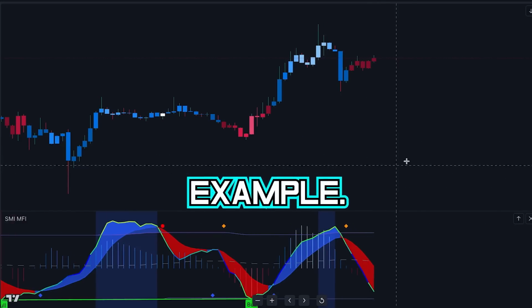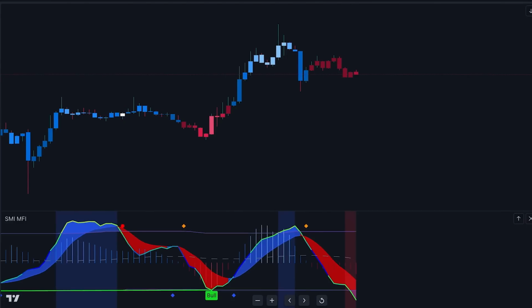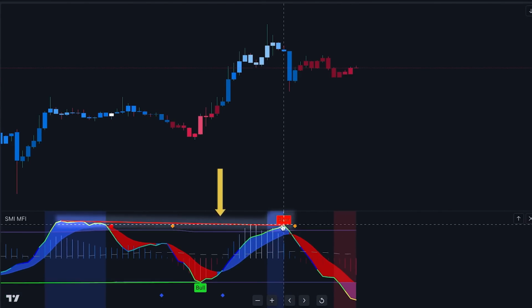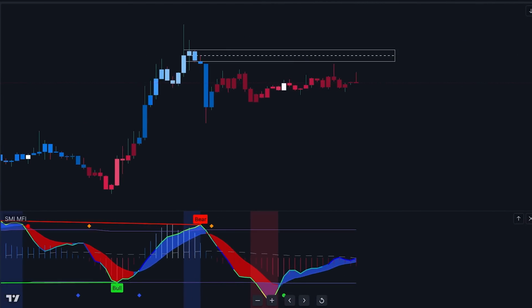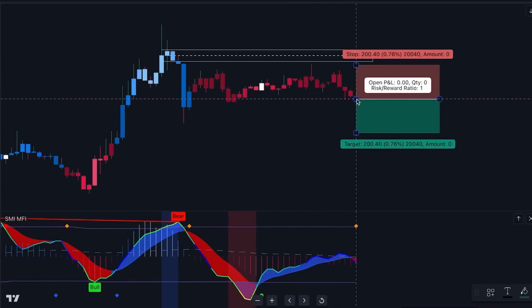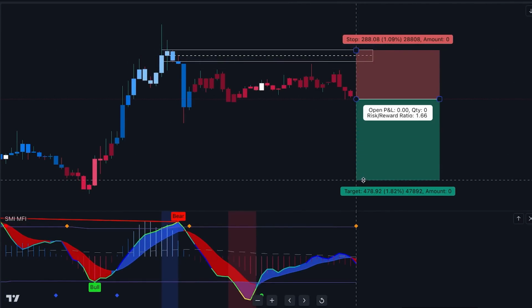Here is a bearish example. Here we can see that the histogram is plotting red, indicating selling pressure. Now we need to wait for a bearish divergence to be detected. Now that we have a divergence, we can wait for a sell signal. Keep stop above swing high and target a 1 to 1.5 risk to reward.